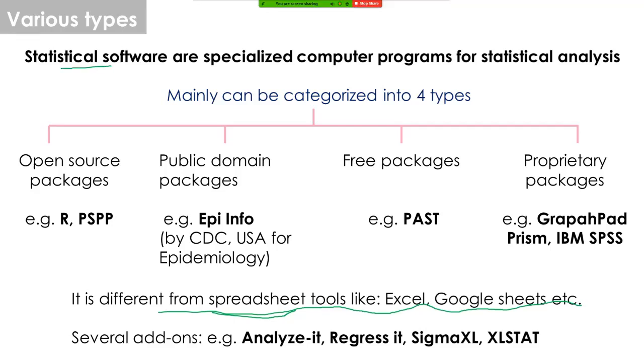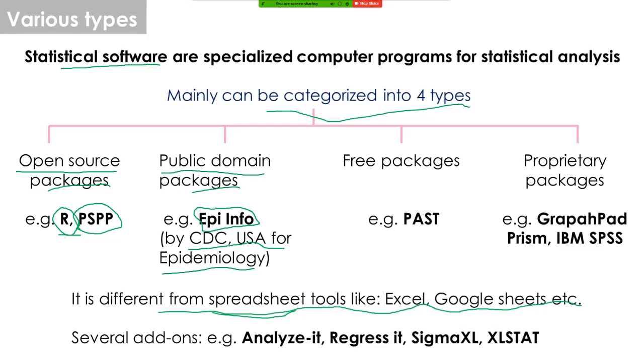Basically, statistical software can be categorized into four different types. First is the open source package, the most famous one being R, where you can make your own program and conduct whatever statistical test you like. Another one is PSPP, which we will also look at today in the practical sessions. The second type is the public domain package. We are not going to go deep into this, but just to give you an example, EpiInfo has been developed by the CDC in the US for epidemiology datasets.